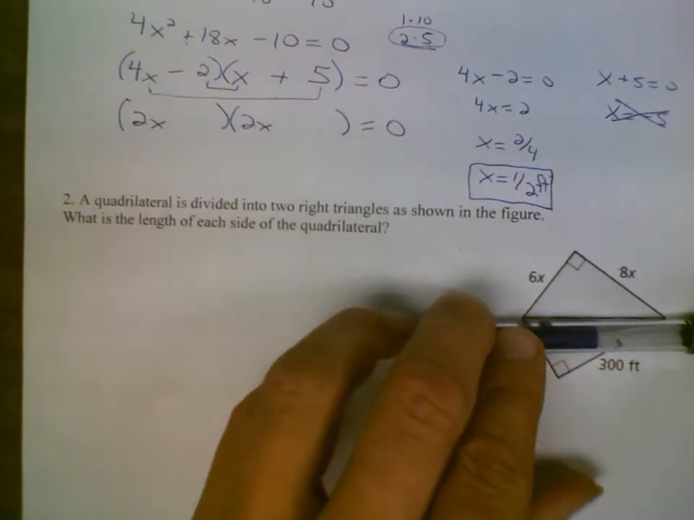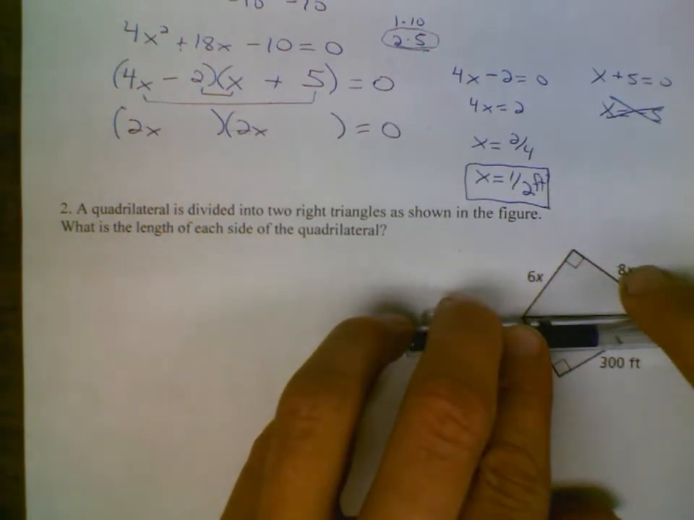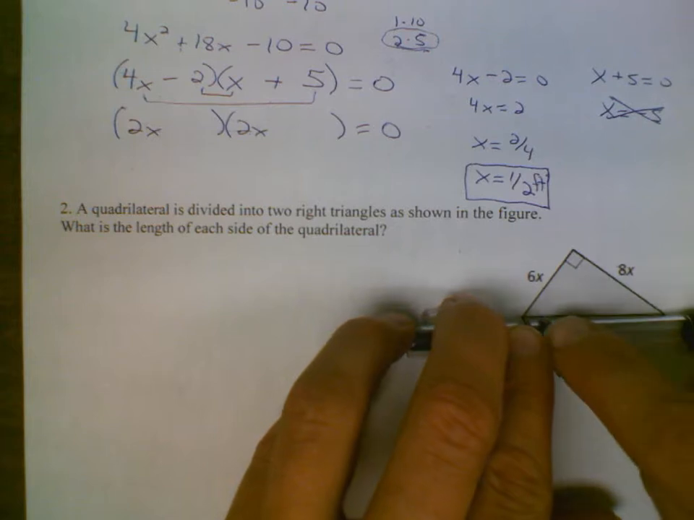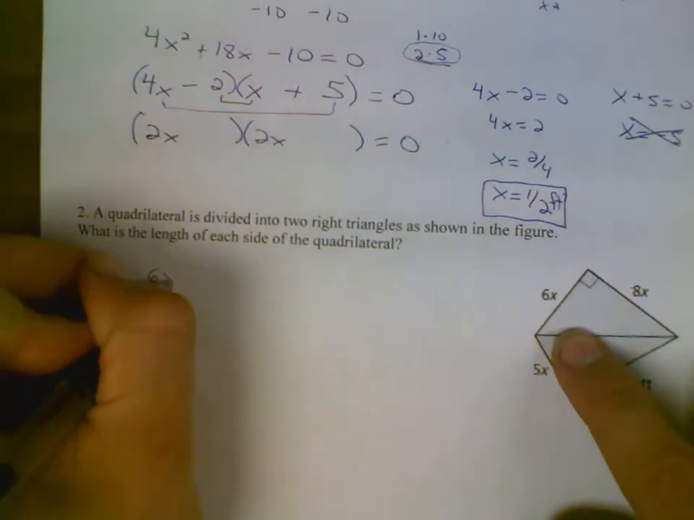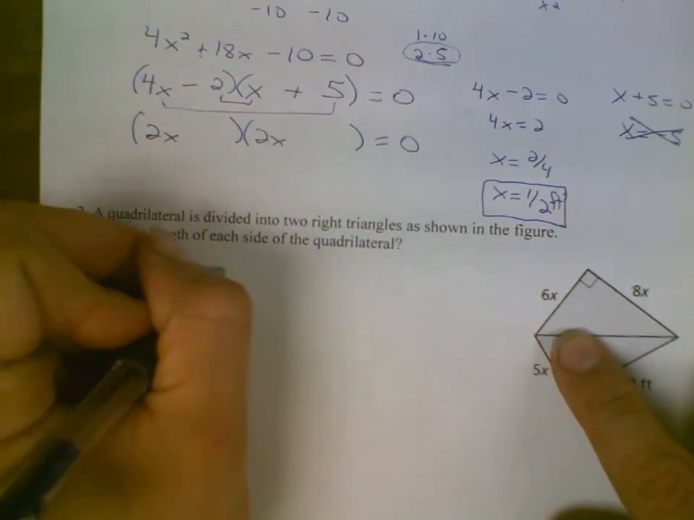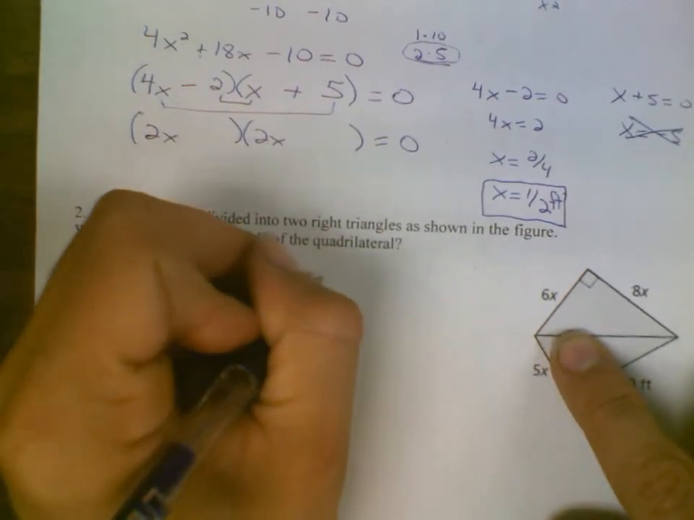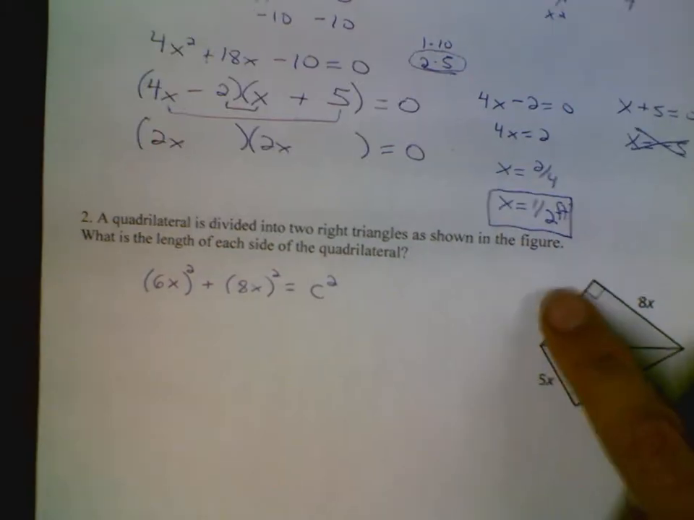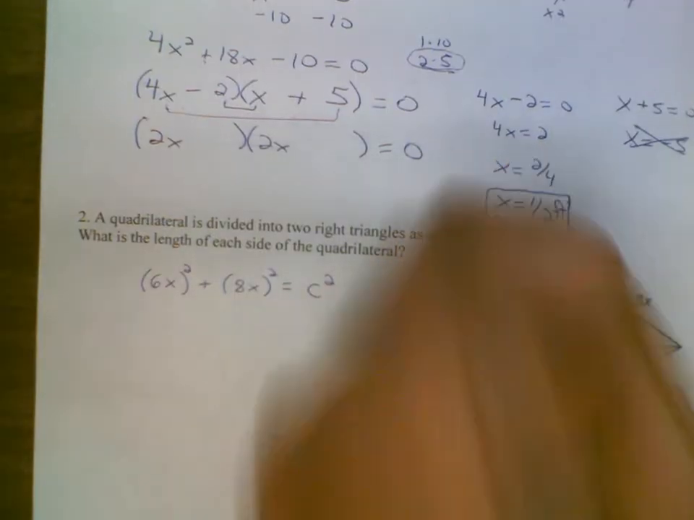When you have a right triangle, remember that a squared plus b squared has to give you c squared, your hypotenuse. So if I take 6x squared plus 8x squared, that has to equal c squared. When I square the sides and add them, I have to get c squared.